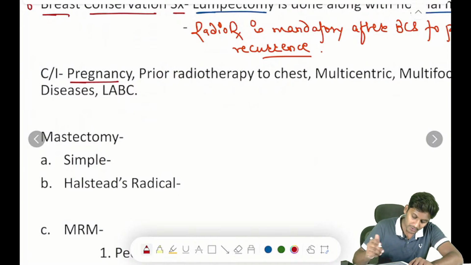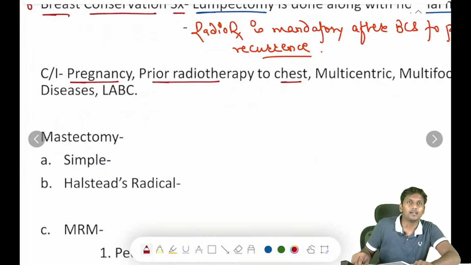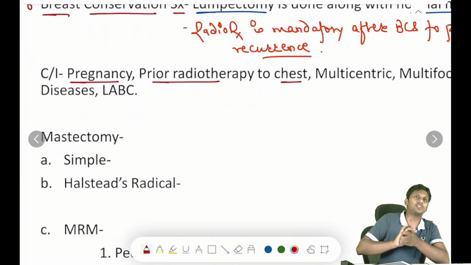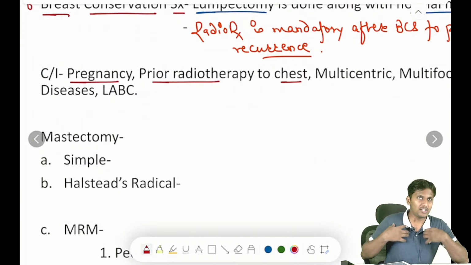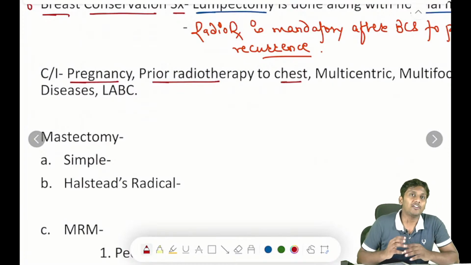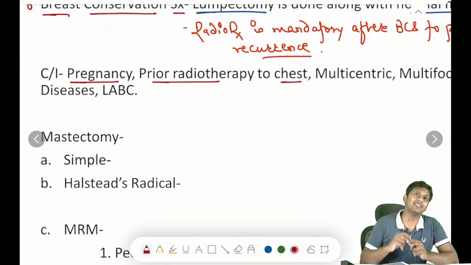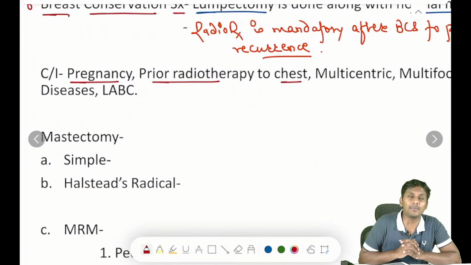Okay? Important is that. Second, if the patient has received any prior radiotherapy to the chest. Why? What is the reason? If the patient has already received a radiotherapy to the chest, bachcho, definitely if we give again a radiation exposure to the chest, there will be a high risk of secondary malignancy. We are actually treating one malignancy in the patient, but we are increasing the risk of secondary other malignancy also.